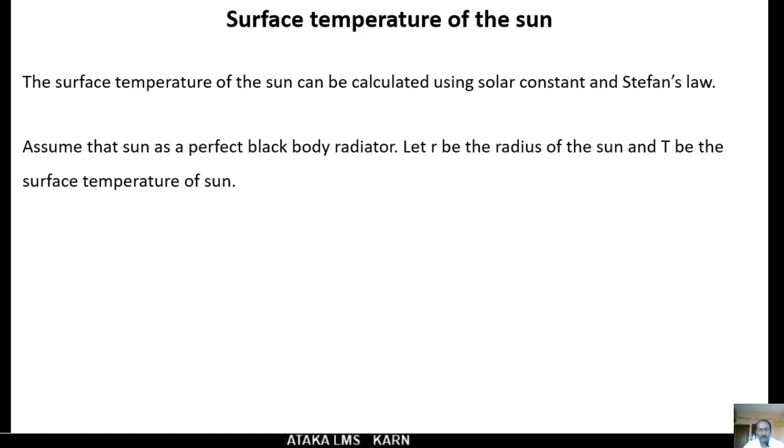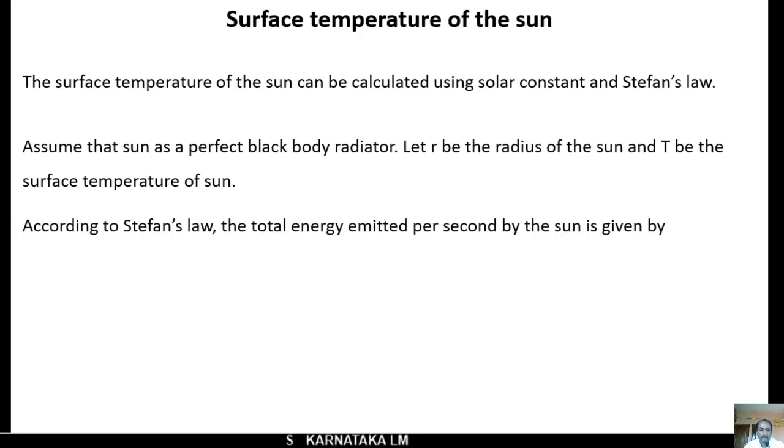Let small r be the radius of the sun, and T be the surface temperature of the sun. According to Stefan's law, the total energy emitted per second by the sun is given by E equals 4 pi r squared into sigma into T to the power 4.